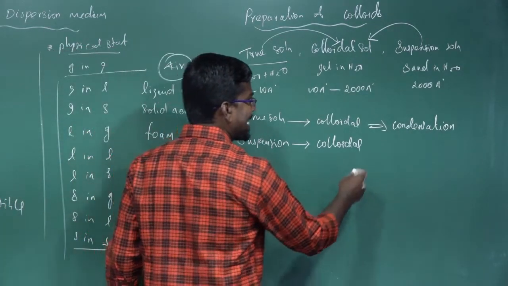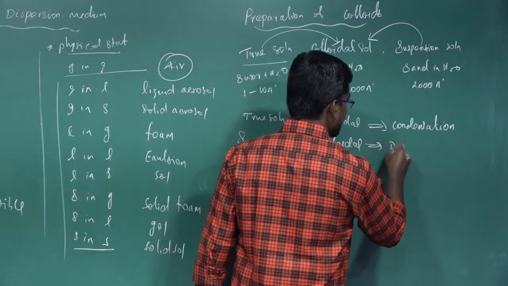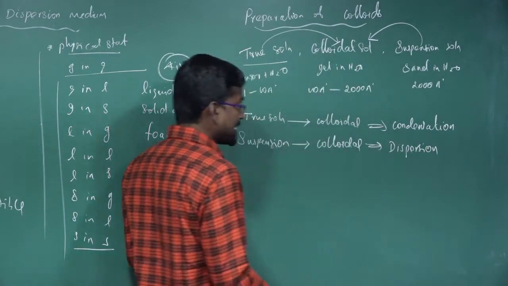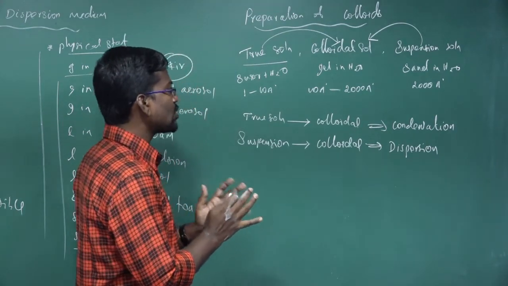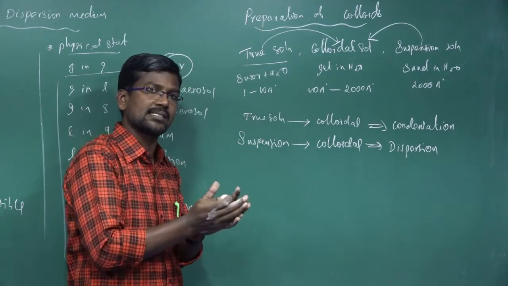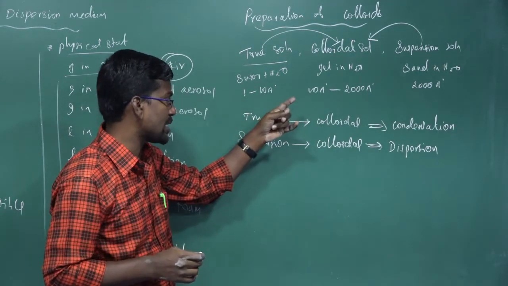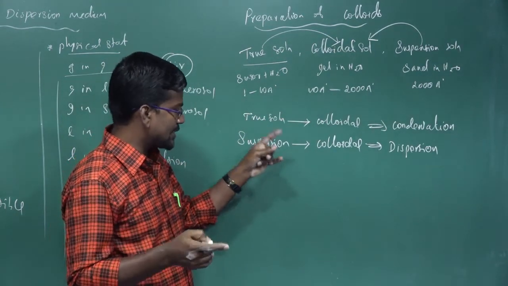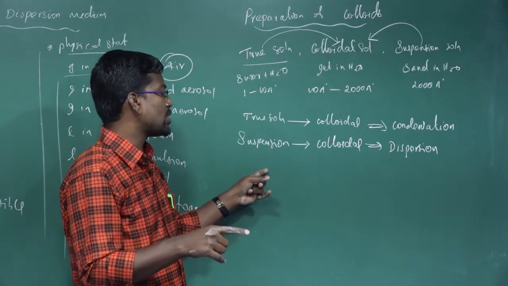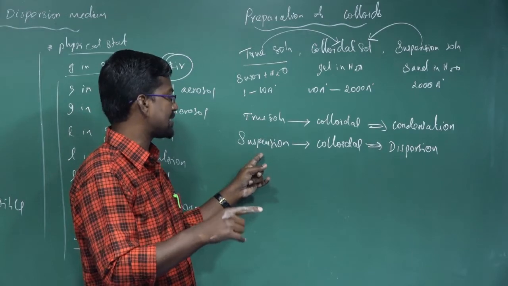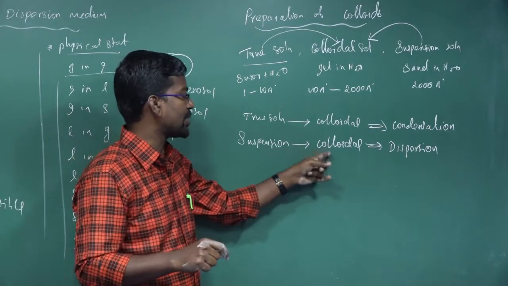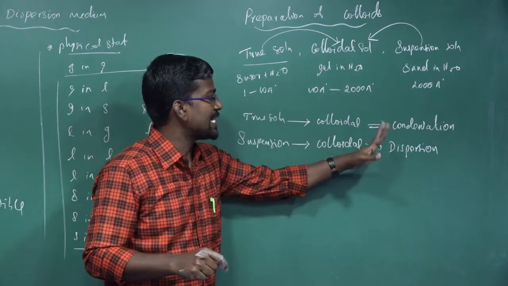Another one, a suspension solution containing dispersed particles can be converted into a colloidal solution, colloidal sol or colloidal dispersion, by using the dispersion method. Because the suspension solution contains dispersed particles that aggregate to a bigger size than colloidal particles, by using the dispersion method the suspension can be converted into a colloidal solution.